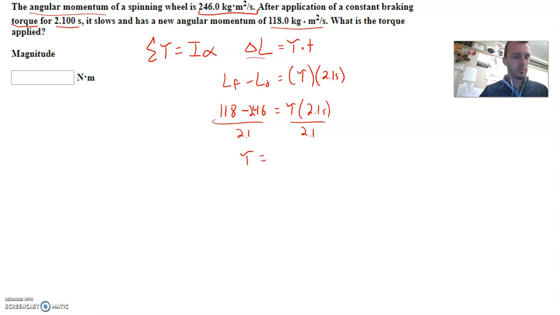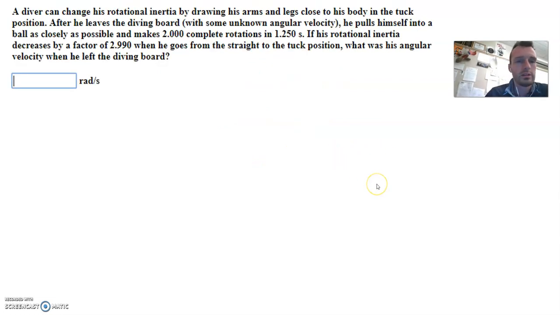But let me go ahead and drop this in. That's not the number I wanted to type in. 118 minus 246, there we go. And then divided by 2.1 is going to get us a torque of negative 60.95 Newton meters. So that is the torque applied there in that situation.